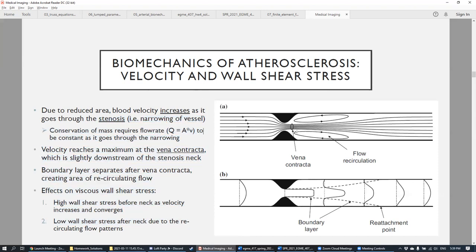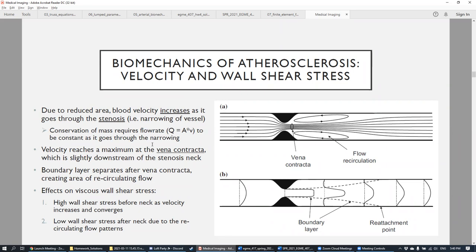Okay. And whenever you have a narrowing, as we know from fluid mechanics, conservation of mass requires that the flow has to speed up in order to get through this narrowing. Because at all cross sections in this vessel, we have a constant amount of flow, where flow is equal to the area times the velocity. And if the area goes down, then the velocity has to go up to compensate, okay?